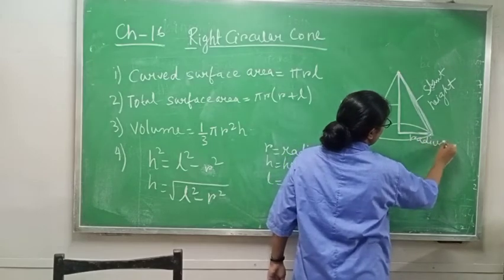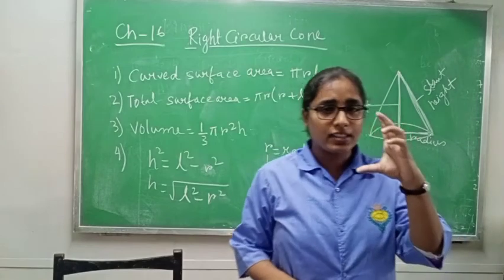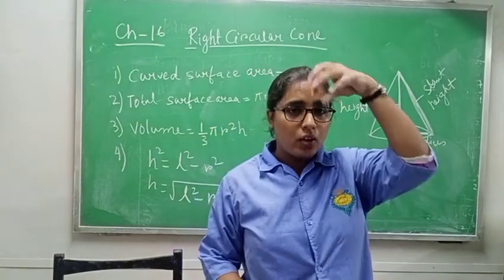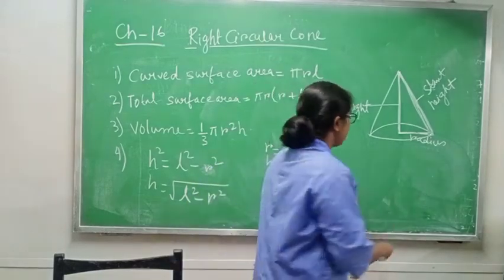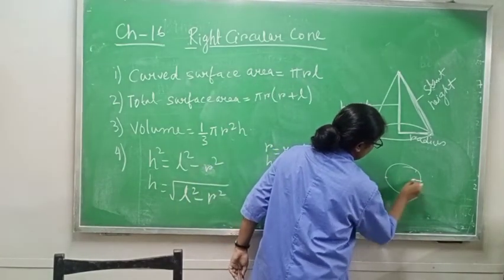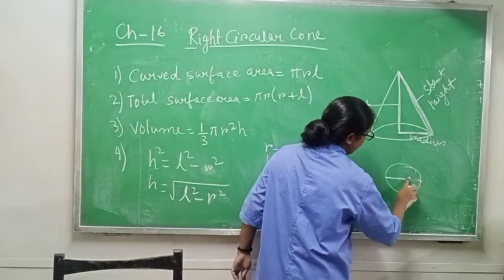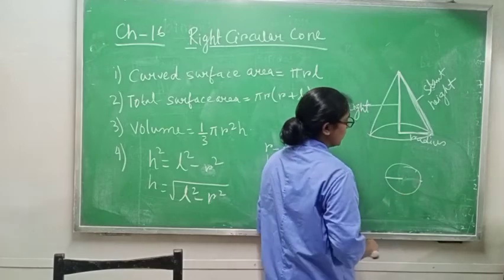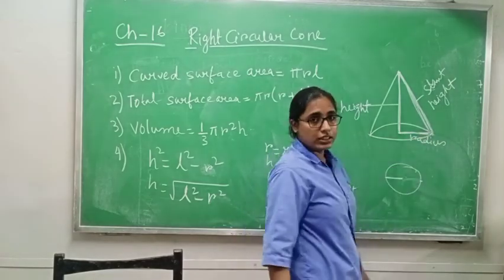Why is this one radius? Because suppose you are taking an ice cream cone, the upper part will look like a circle. If you have a circle, from one end to another end it is known as the diameter. If you take half of that circle, this will become the radius. Same, this one is radius.